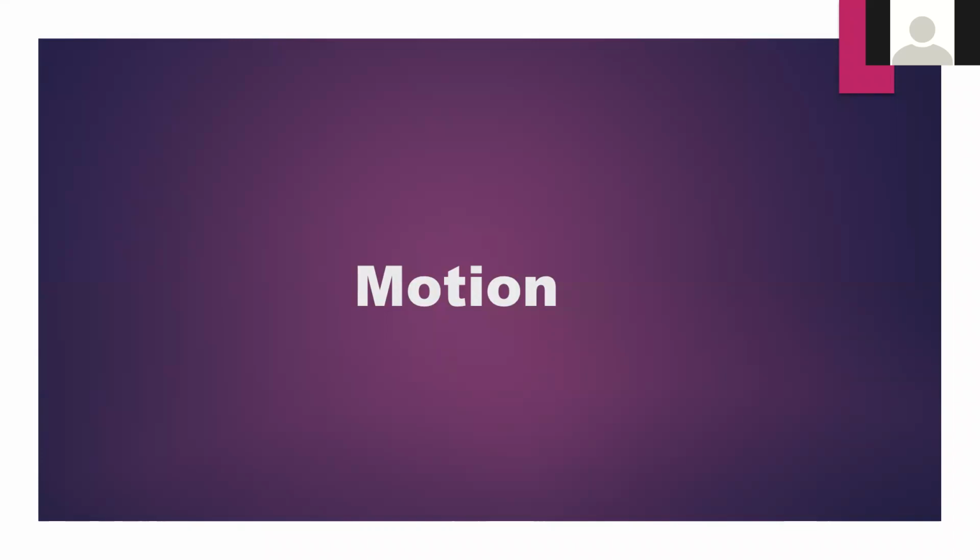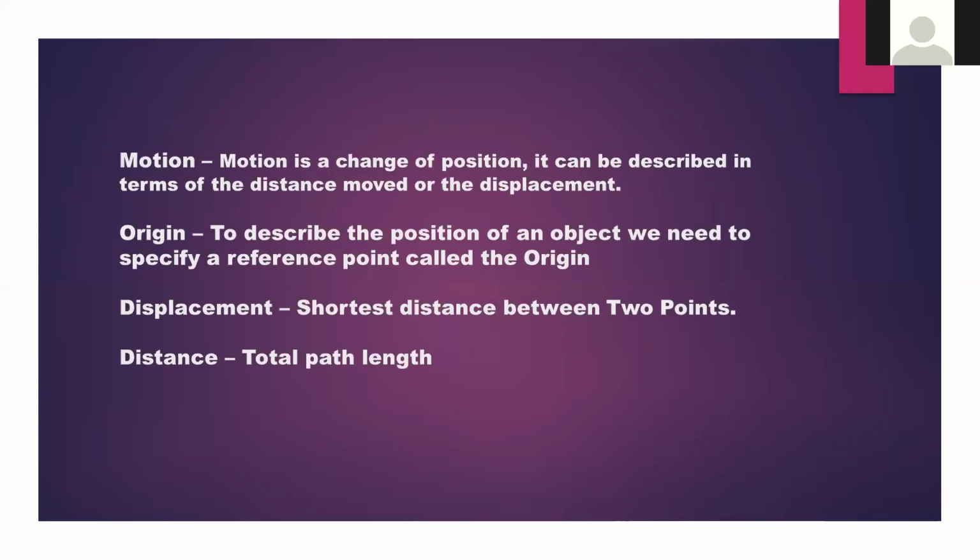Okay, so first of all, what is motion? If an object is in rest position, it is not moving, then we can call it in a rest position. But if there is any movement, any change in position, then it is in motion. So what is motion? We'll say motion is a change of position. It can be described in terms of the distance moved or the displacement. Actually, motion is the movement of an object.